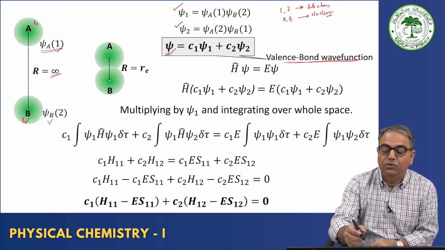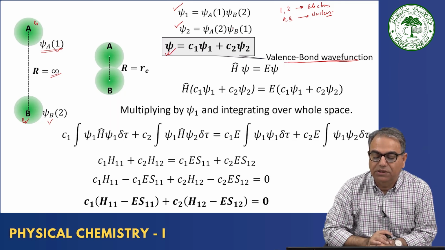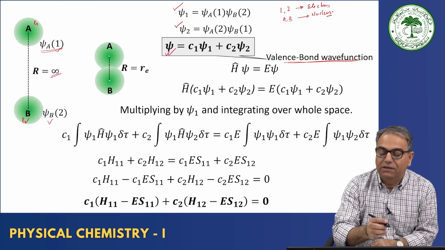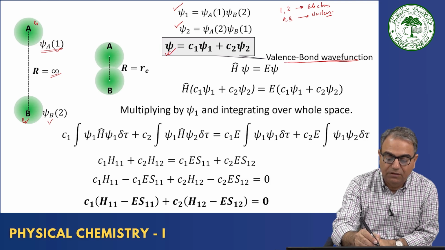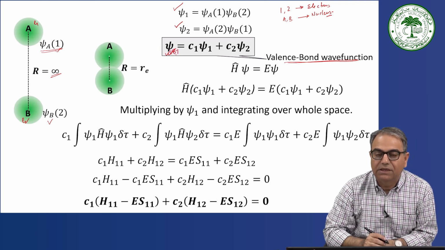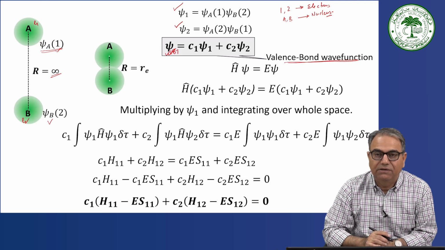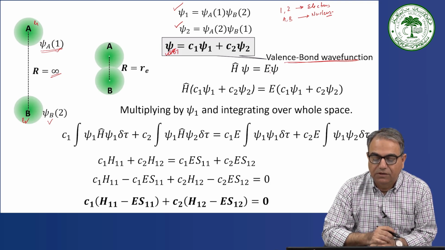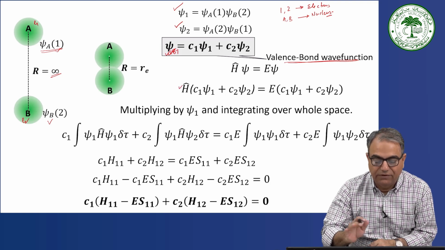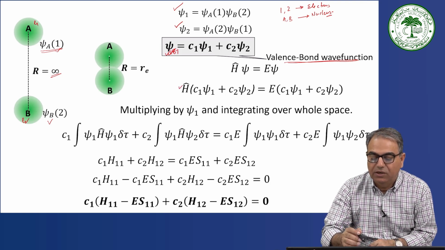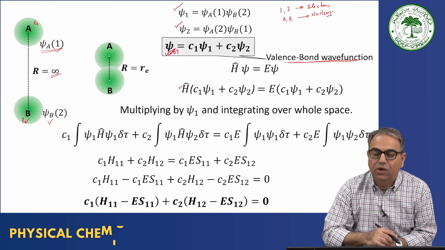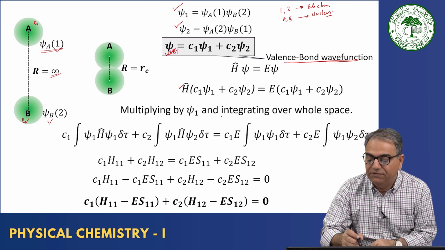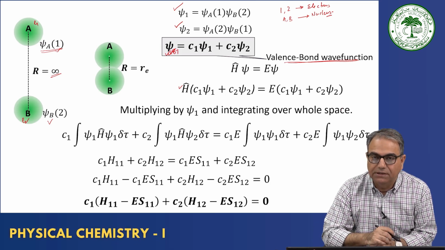You can expand this also, but anyway for the time being don't expand. Okay. Now if you have this wave function psi VBT, then you can apply the Schrodinger wave equation. Schrodinger wave equation is what? H psi is equal to E psi. So the Hamiltonian is there. I have not written the Hamiltonian. Now you have H of C1 psi 1 plus C2 psi 2 is equal to E times C1 psi 1 plus C2 psi 2. Now what I do is multiply by psi 1 and integrate over the whole space.